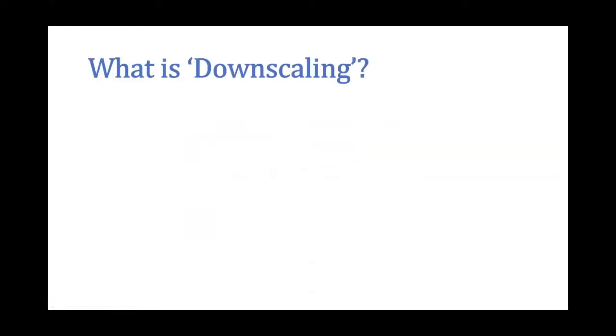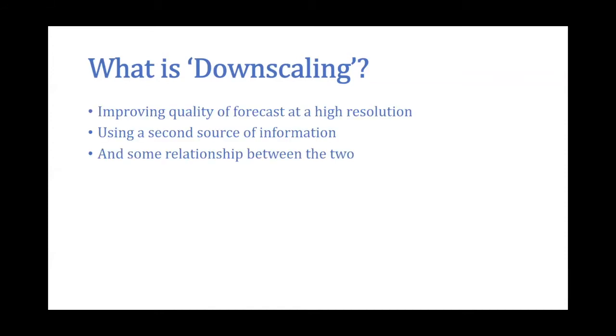What exactly is downscaling? Well, typically downscaling is associated with improving quality of forecast at a high resolution based on a second source of information, typically of lower resolution. And along with these two, there is also a relationship that needs to be determined between the two. Sometimes this relationship is known, sometimes this is unknown.